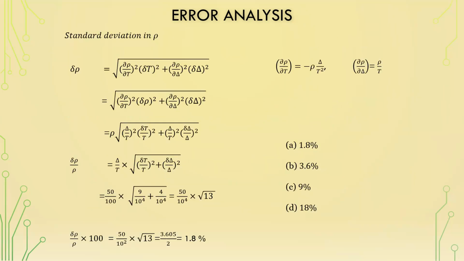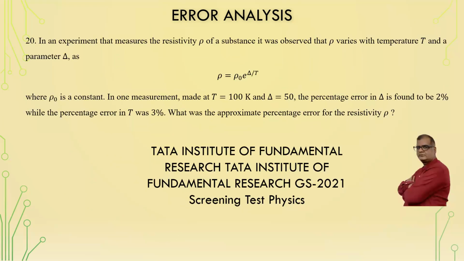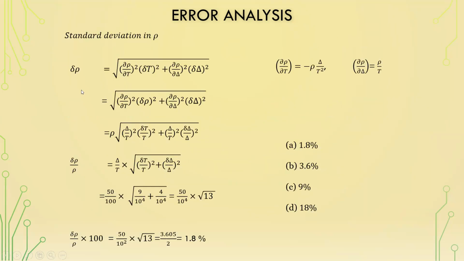So now, because here in the question, there's no relation between delta and T. Okay, so there is no correlation given between delta and T, so we can directly apply the variance formula, where the standard deviation in the resistivity is given by this formula.